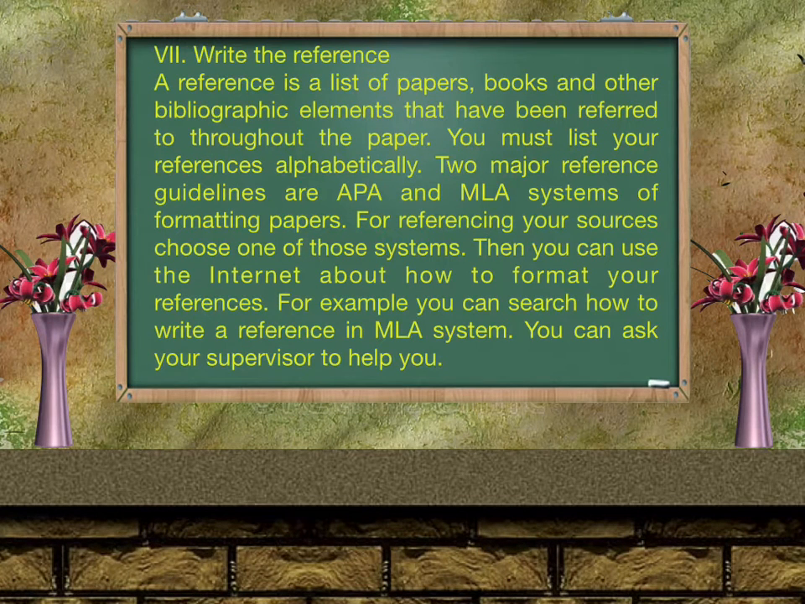Write the reference. A reference is a list of papers, books, and other bibliographic elements that have been referred to throughout the paper. You must list your references alphabetically. Two major reference guidelines are APA and MLA systems of formatting papers. For referencing your sources, choose one of those systems. Then you can use the internet about how to format your references. For example, you can search how to write a reference in MLA system. You can ask your supervisor to help you.